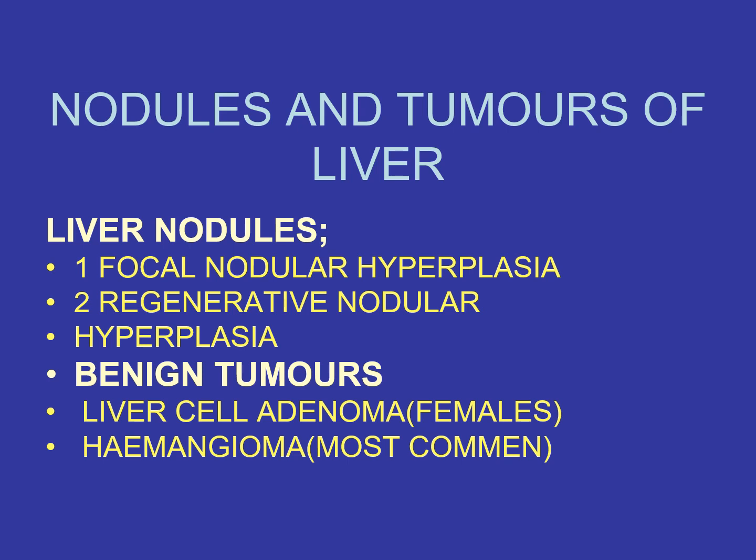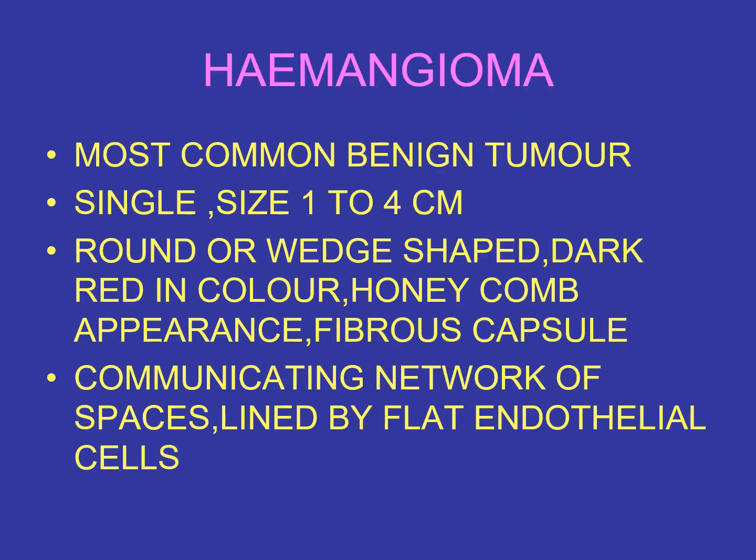The benign tumors include the liver cell adenoma, which is very common in females, and the hemangioma, which is one of the most common benign lesions of the liver. The hemangioma is the most common benign tumor. It is single, normally 1 to 4 centimeters in size, round or wedge shaped, dark red in color, with a honeycomb appearance on the fibrous capsule. It is composed of plump vascular channels grouped together as spaces, lined by flat endothelial cells.